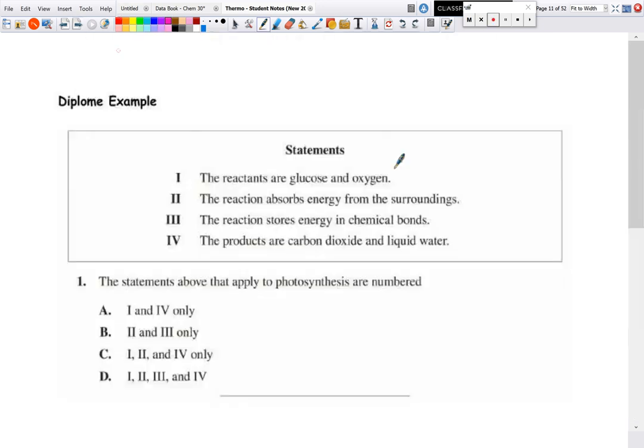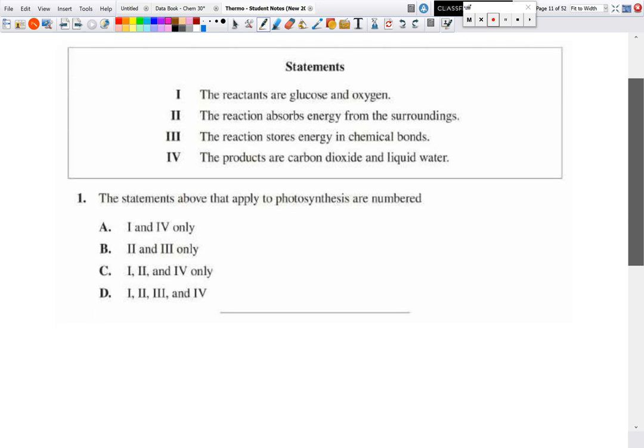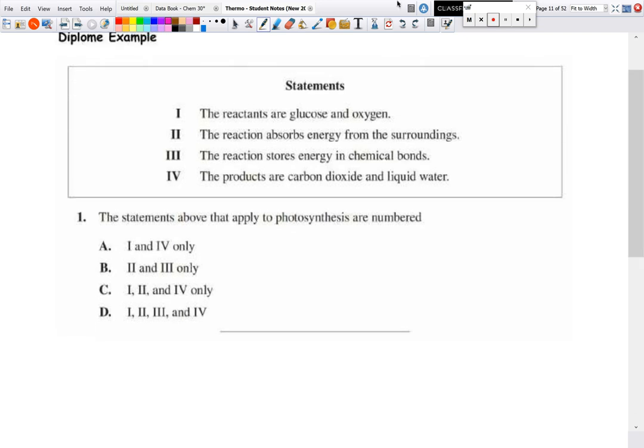And if you look on the next page, we do have another diploma example. So same thing. I'm going to put the answer up in 3 seconds, so just give this a try and see if you get the correct answer. And boom, your answer should be B.